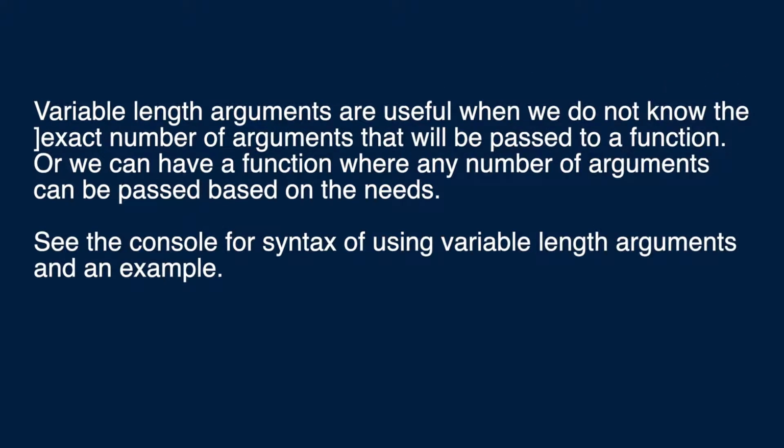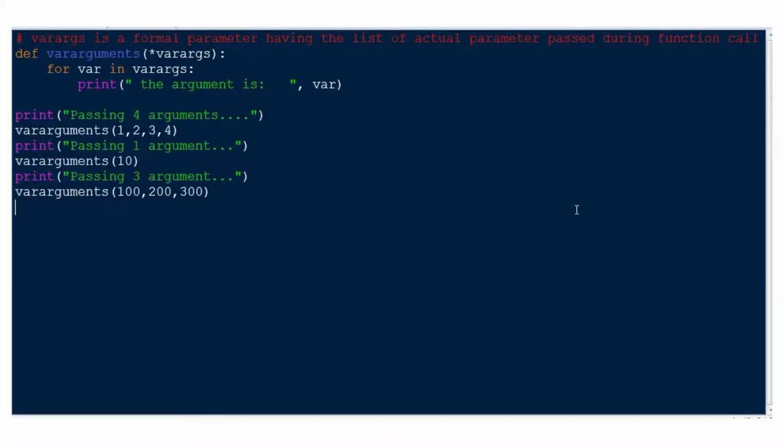Finally, we have variable length arguments. Variable length arguments are useful when we do not know the exact number of arguments that will be passed to a function, or we can have a function where any number of arguments can be passed based on the needs. See the console for syntax of using variable length arguments and an example. Here you can see an example of variable length arguments.